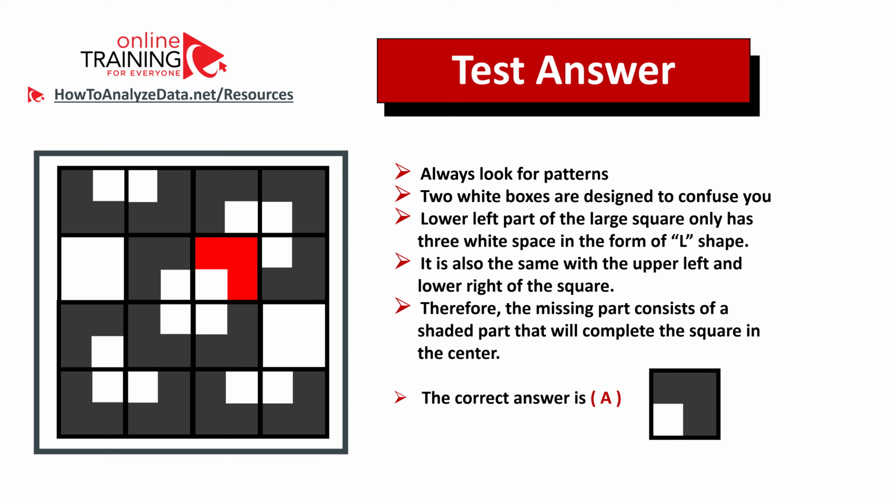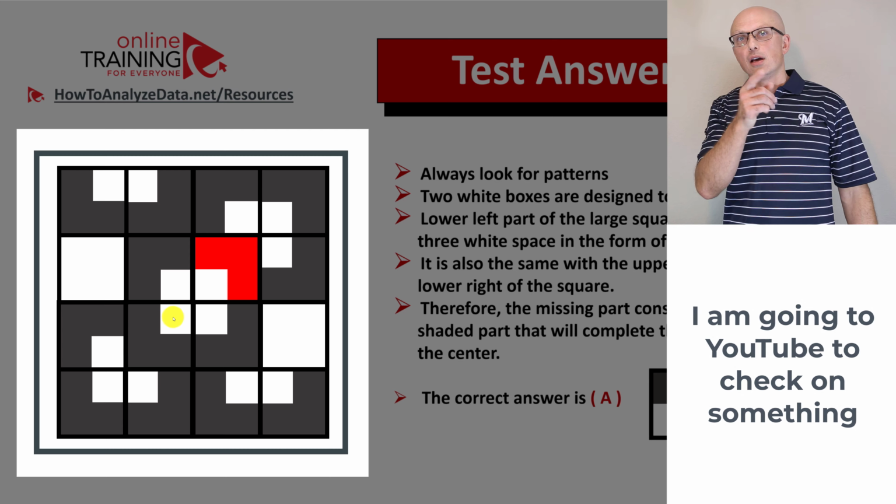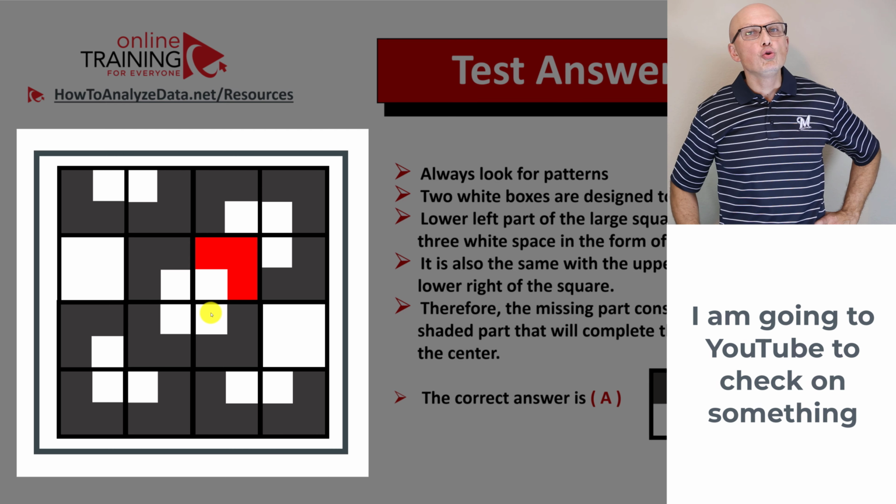Interesting question, isn't it? But as usual, look for patterns. If you look closely, you will see that the middle box right in the center of the larger square is symmetrical. So the L shape at the bottom and then another shape in the upper right corner, they represent symmetry for this middle square, which consists of the four small squares.